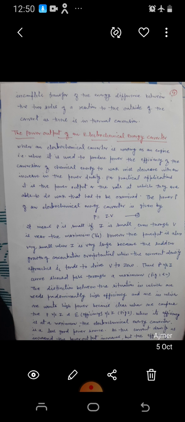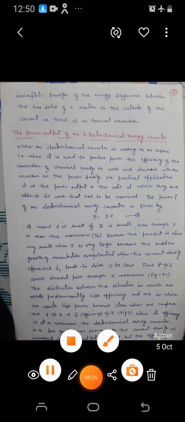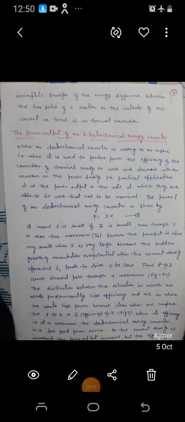So we cannot correlate a Carnot engine to an electrochemical converter. That's why the concept cannot be applied to electrochemical converters. So this is the physical interpretation of the absence of the Carnot efficiency factor in electrochemical energy conversion. This completes our topic. Next time we will take up the power output of an electrochemical energy converter. Thank you.